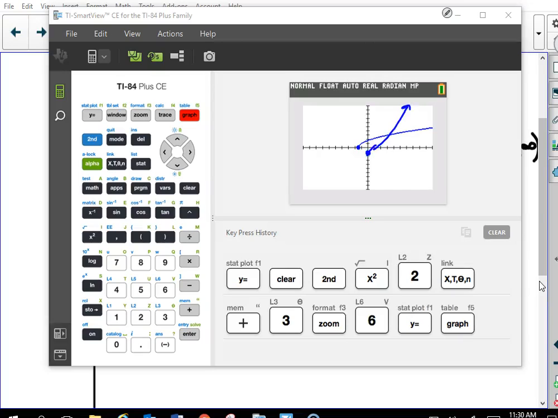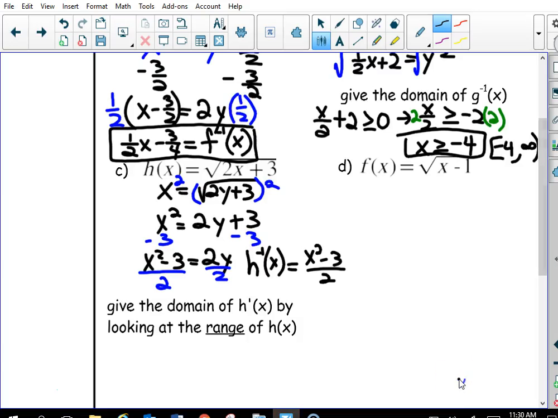So let's take a look at the hint they gave us, which is to look at the range of this function. Well, the domain, we don't care about the range. It looks like the range is y is going to be greater than or equal to 0. Okay? Well, that's going to be my domain on the inverse. So the domain of the inverse is going to be x has to be greater than or equal to 0, or 0, infinity in interval notation.